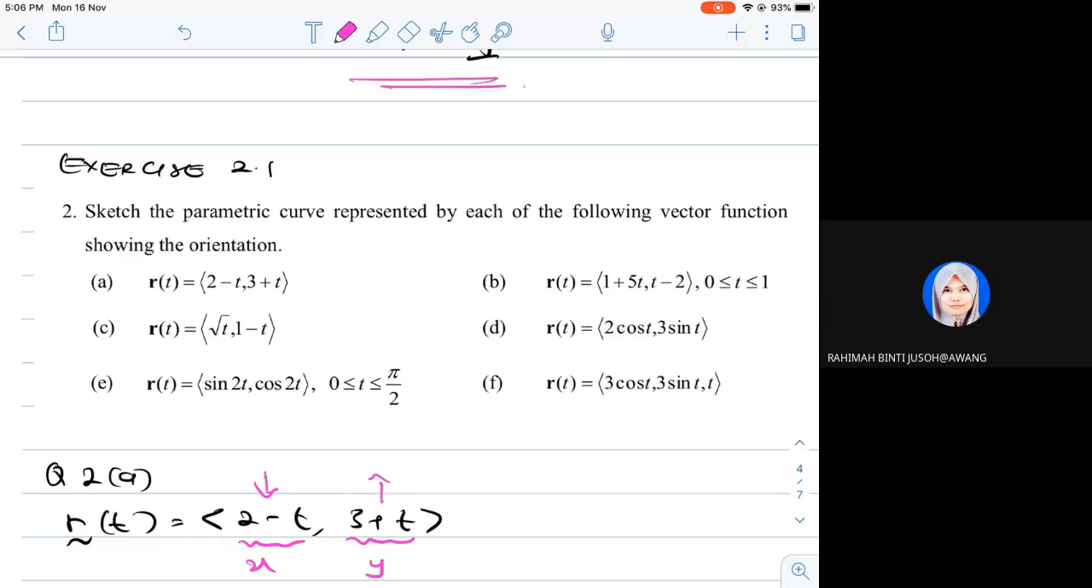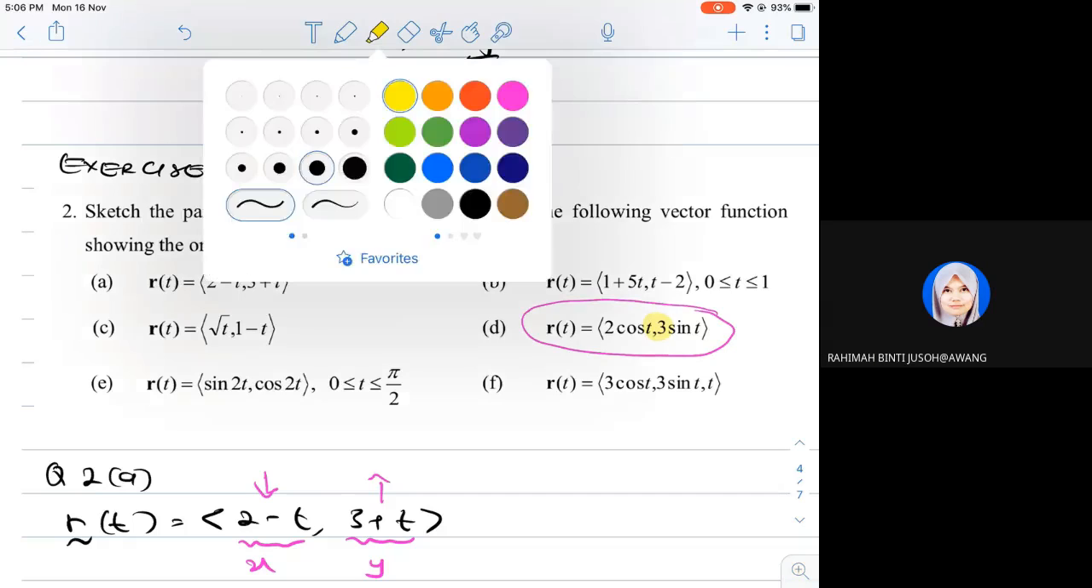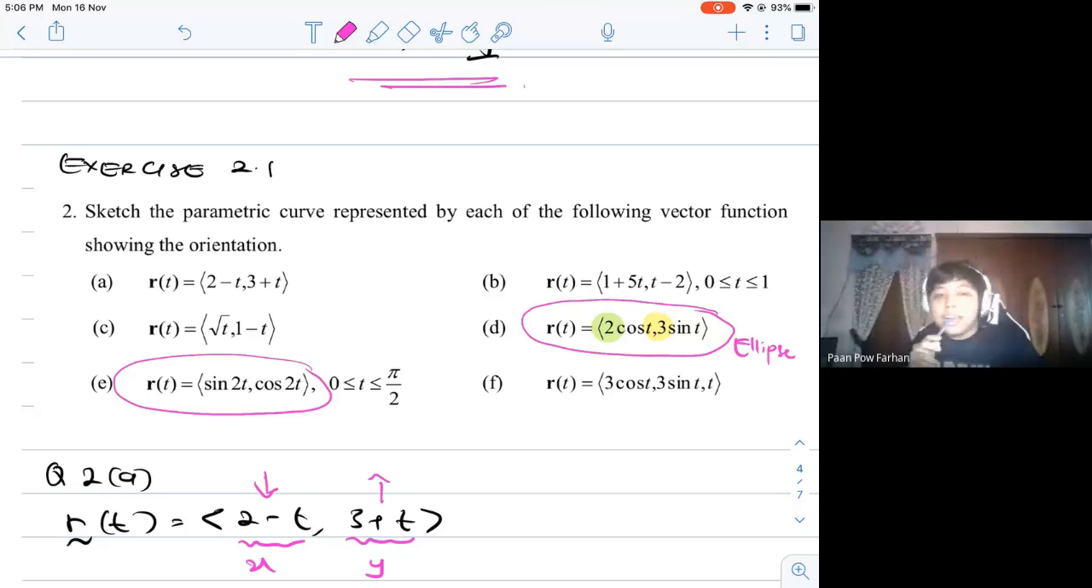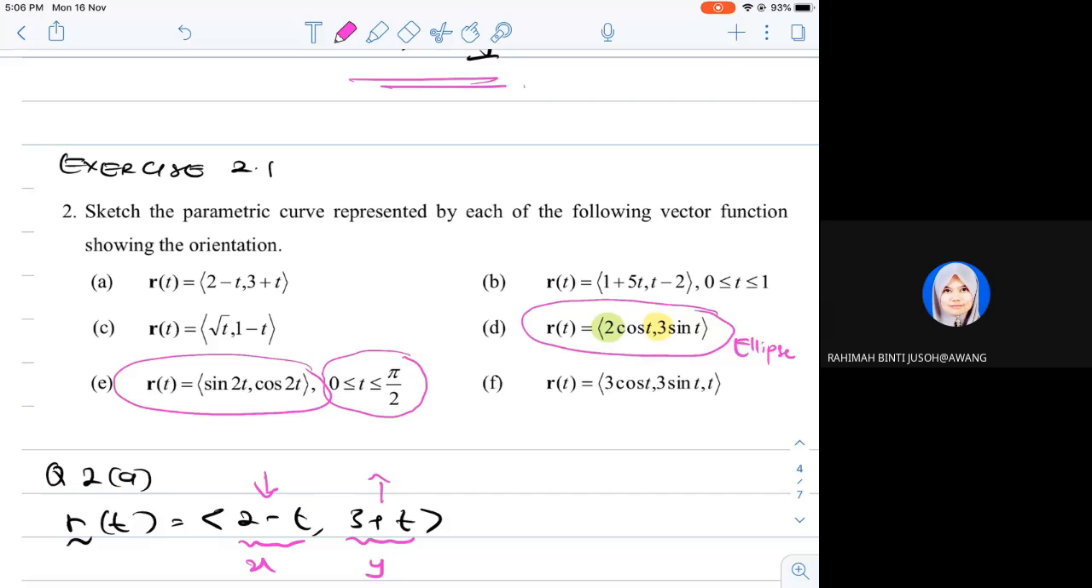How about D? D ni bentuk apa, guys? Circle ke ellipse? Yes, ellipse. Right, the value here and here are different. Need 2, right? There are 3. So this is ellipse. How about this? Question E. Circle, but we have restriction here, pi over 2. Pi over 2 dari darab 2 sampai pi lah. So it should be a semicircle, right? Semicircle.